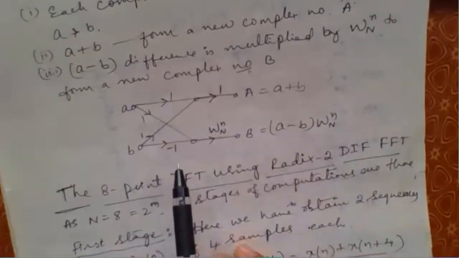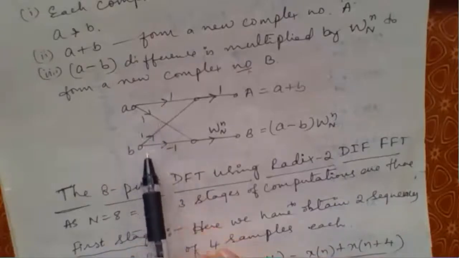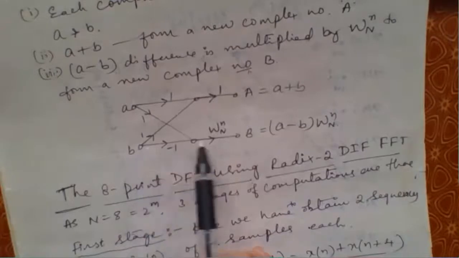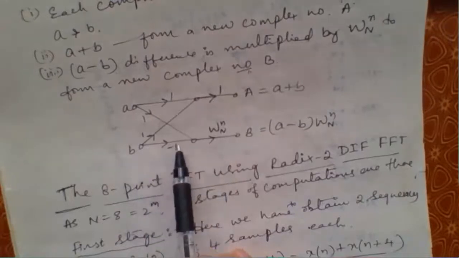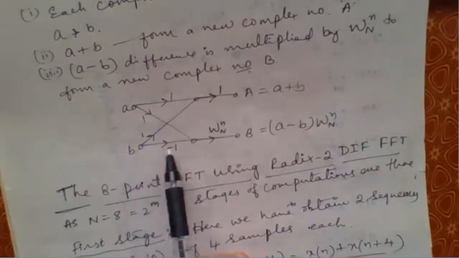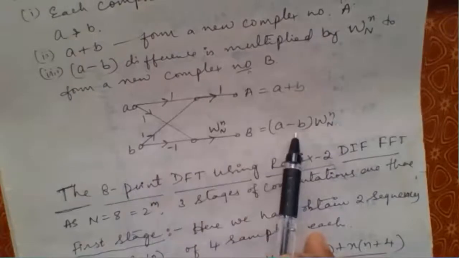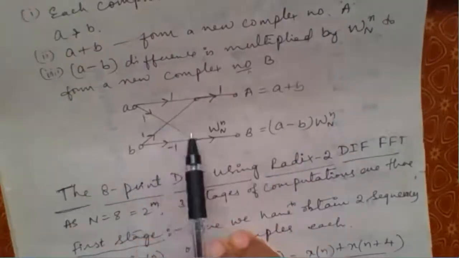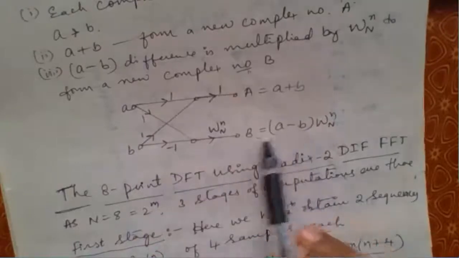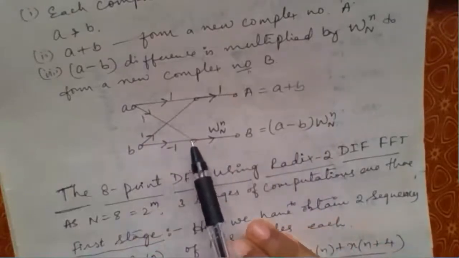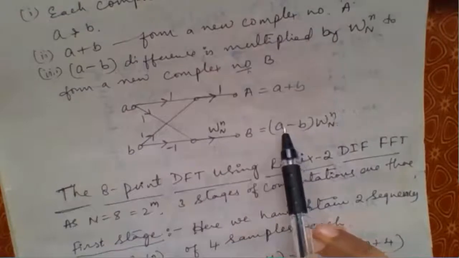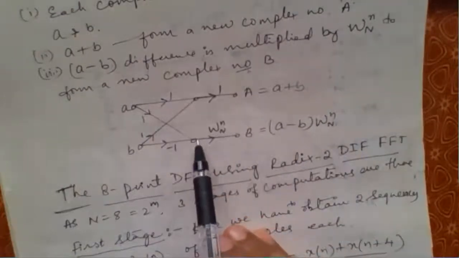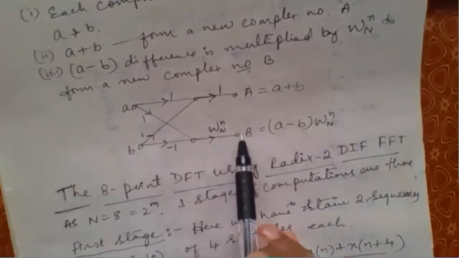So here the branch emerging out of B will carry the weight of minus 1. So B into minus 1 gives minus B, and this minus B will be added with A. Therefore you are going to get A minus B at this node. Further, this A minus B difference will be multiplied by W raised to n, so the branch is again extended.